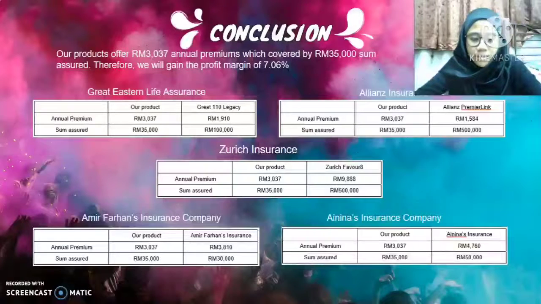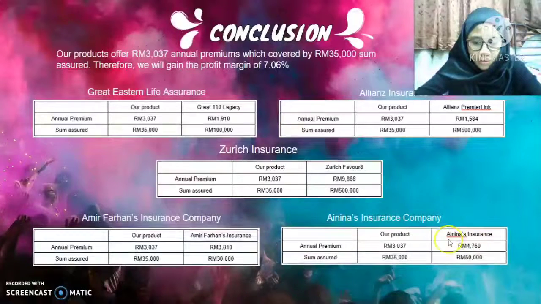Next, we also make a comparison between these 2 insurance companies, which are Amir Farhan Insurance Company and Aidina Insurance Company. So as we can see here, based on the comparison between our product and Aidina Insurance Company, our competitor provides a higher annual premium and higher sum assured compared to our product. For Amir Farhan Insurance Company, they provide a higher annual premium but lower sum assured compared with our product. So, lastly, we can assume that our product has the potential to achieve its goal of endowment life insurance.